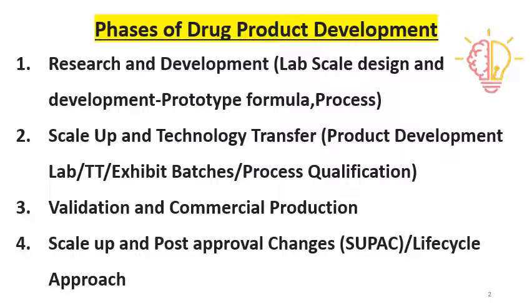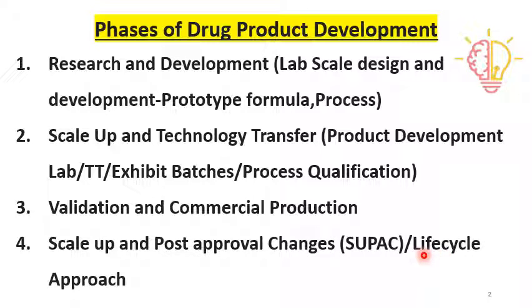The phases of drug product development are mainly regarding the formulation and not regarding the API. So we will discuss only the formulation development. The phases of drug product development involve research and development, then scale up and technology transfer, then validation and commercial production of the developed formulation, and scale up and post approval changes. These are also known as SUPAC, and there are SUPAC guidelines. In the US it is known as SUPAC or scale up and post approval changes, and in Europe it is known as variation.